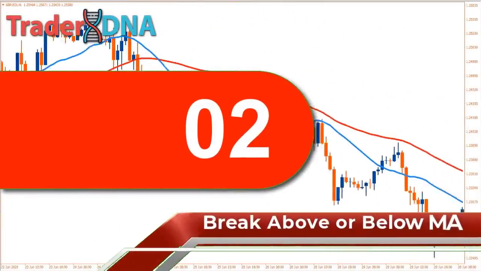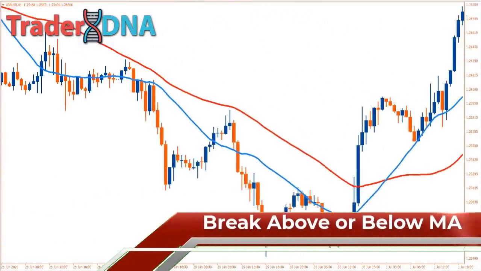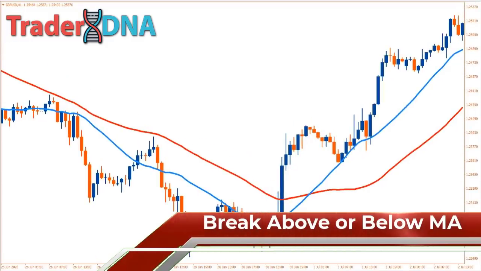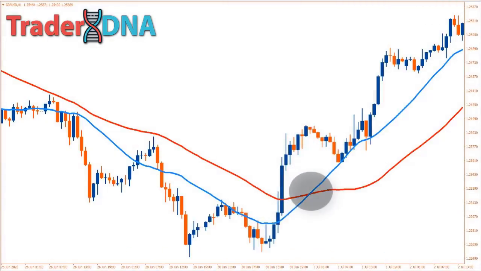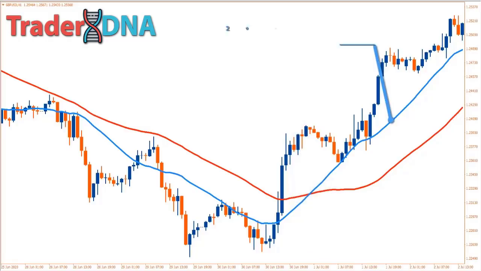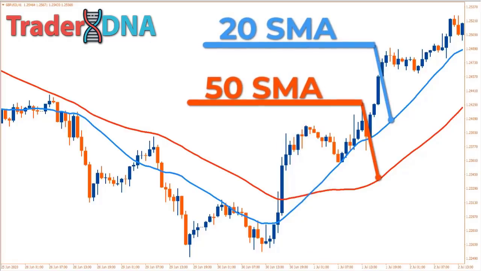Second, wait for a break above or below a moving average. The most popular moving average strategy is watching for crossovers. Many algorithmic black box traders use moving average crossovers to monitor the health of a trend. One combination they use is a 20 and a 50 combination. But other combinations can be used too.